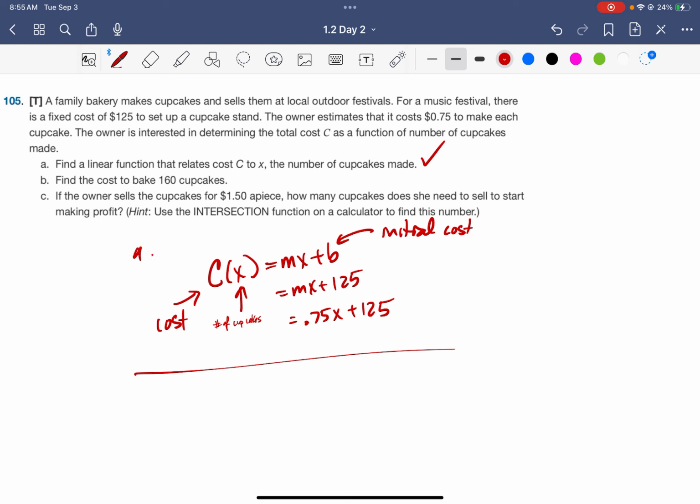There it is. That is part A. B, the cost to make 160 cakes is C of 160. So it's 75 cents for every cupcake plus $125 fixed cost, which would be 0.75 times 160 plus our 125. That is going to end up giving me $245.